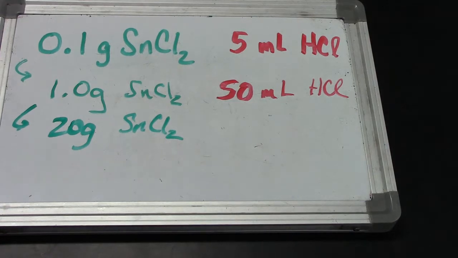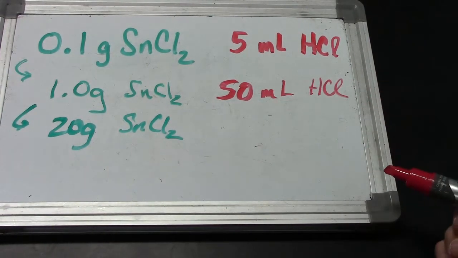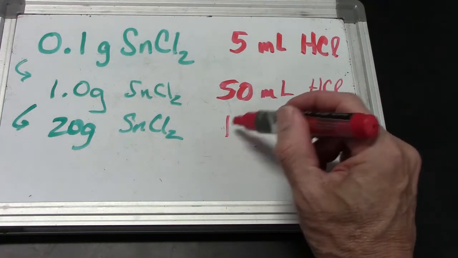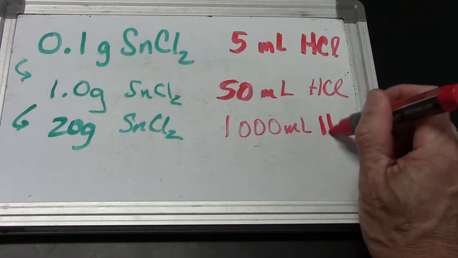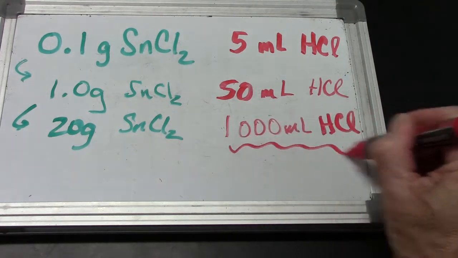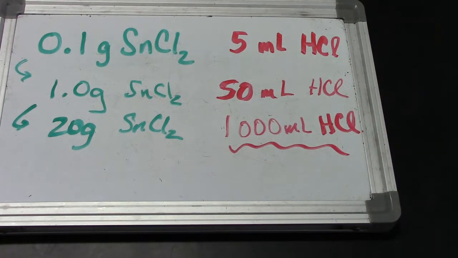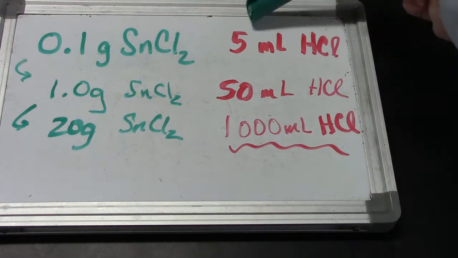And what would that mean on this side? 20 times 50, that's 1,000 milliliters. That's a whole liter. So clearly this is absurd. And that means that the original ratio is not the ideal ratio.